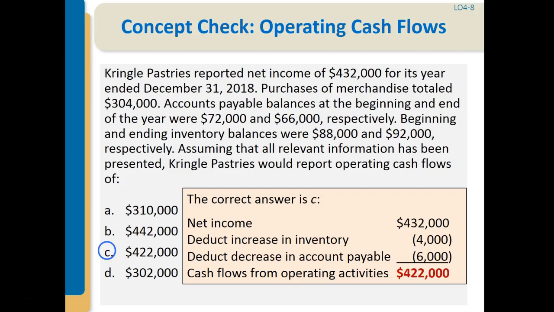Our accounts payable decreased. It went from $72,000 to $66,000. Therefore, we're going to decrease the accounts payable to show cash flows from operating activities of $422,000.